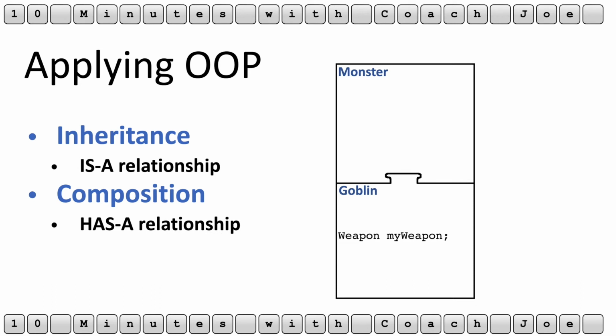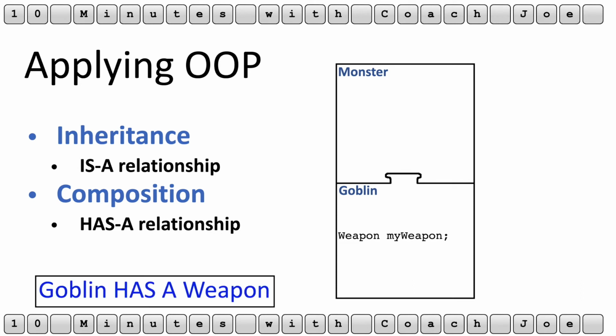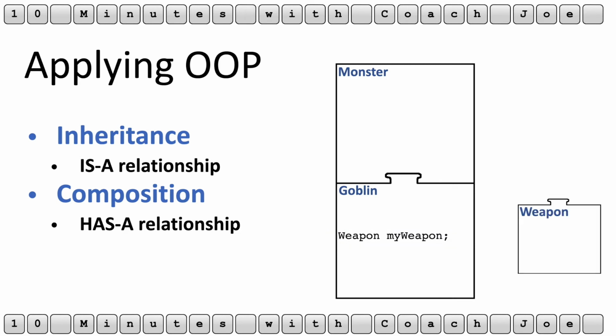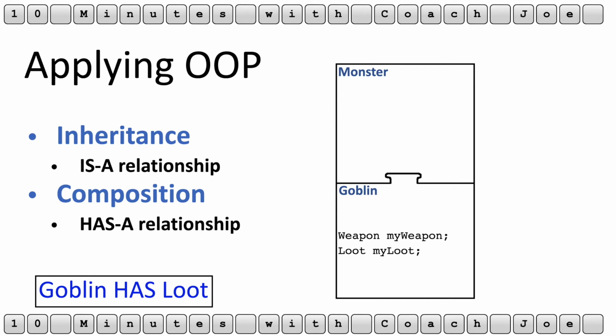Composition should be used when there is a has-a relationship. A goblin has a weapon. Inside the goblin class, there likely will be a property or a variable used to indicate the type of weapon used. Weapon could be another class. Since the goblin class can contain a weapon class object, this is composition. Like, goblin has a weapon, goblin has loot, goblin has armor.